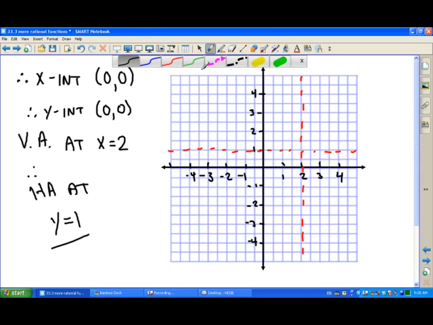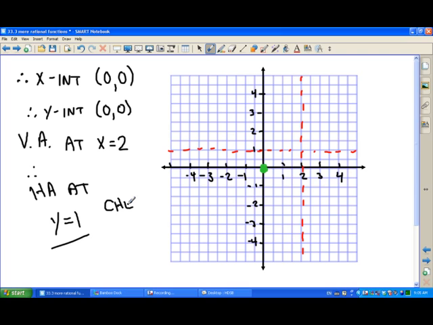The other key point I need to mark is my x and y intercept, which just happen to be at the same point this time. And then I need to check my behavior, if I want to be really sure of how this graph looks, around my asymptotes.